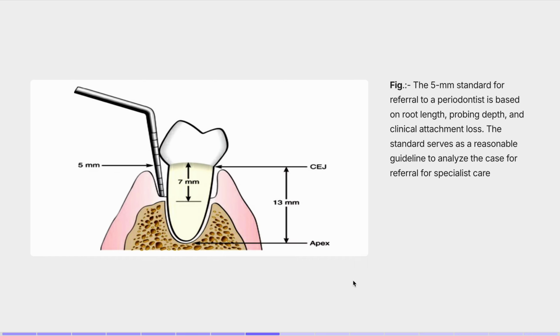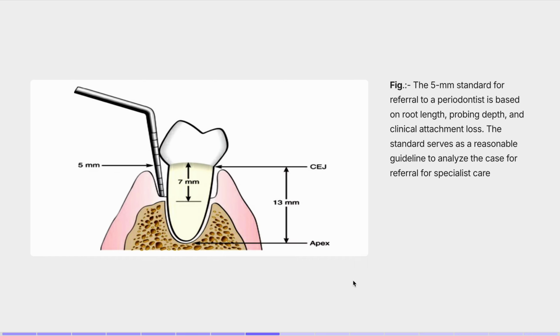This figure shows how, as a dentist, we should know if there is clinical attachment loss or not, depending on the root length. In this case, the root length is 13 millimeters, and to the left we have the probe, with which we measure the depth of the pocket. From the cementoenamel junction to where the probe stops, we count it. Let's say in this case it is 5 millimeters.